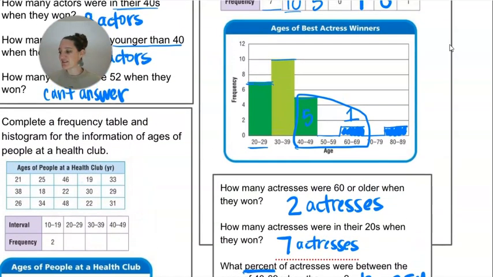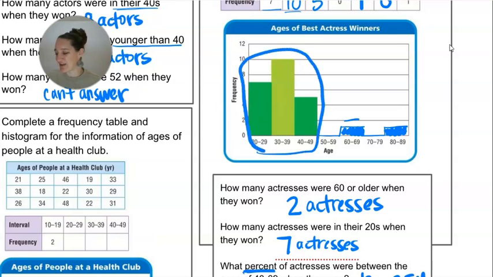We can look at this and we can clearly see that the majority of actresses were like young, as in, maybe not young, but less than 50 years old, right? In fact, all but 2 of them were. So that's kind of cool that the histogram can show us that.